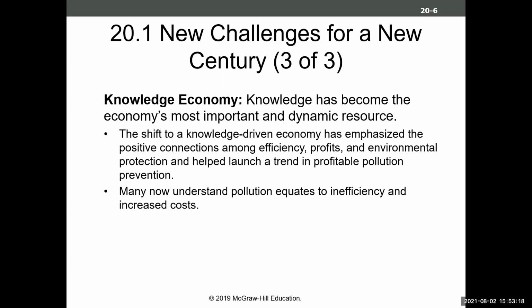Because, for example, a knowledge-driven economy really has helped launch a trend in profitable pollution prevention, because we know that by preventing pollution, it's much more cost efficient than having to clean it up. And so a lot of us now understand that pollution really equals inefficiency and increased costs. And so not only do we want to stay away from pollution environmentally, but also economically.